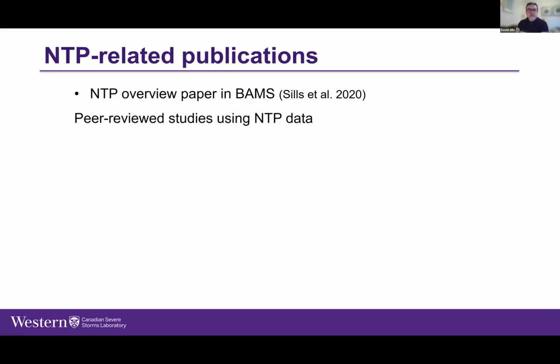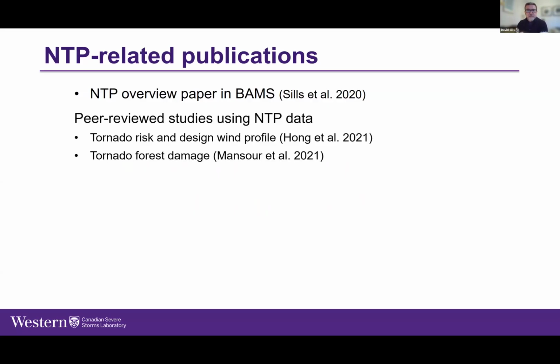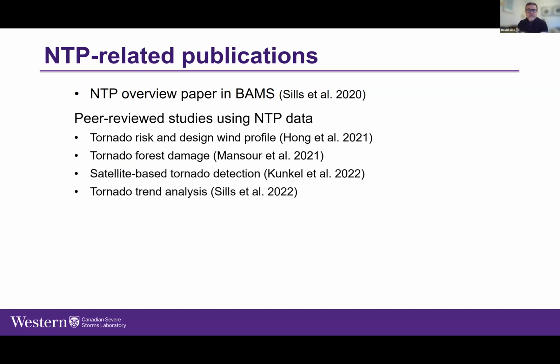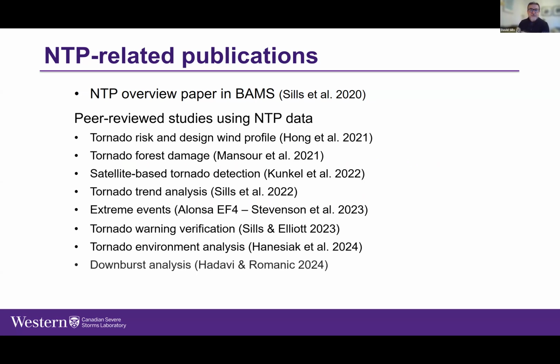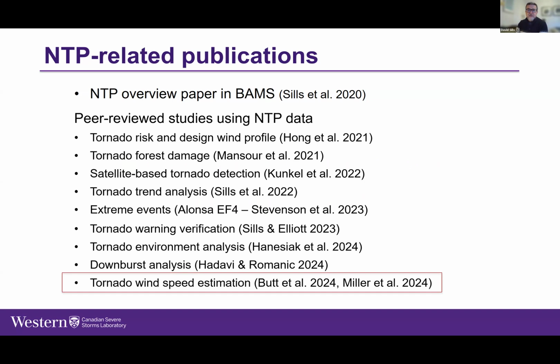We've done an overview paper, and there are all these peer-reviewed studies looking at tornado risk and design, forest damage, satellite-based tornado detection, trend analysis of the extreme events, tornado warning verification, environmental analysis, so the events for strong tornadoes, and using our downburst data to do downburst analyses out of McGill. So the data are being used in really creative ways.